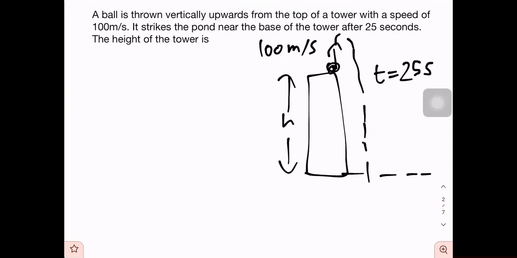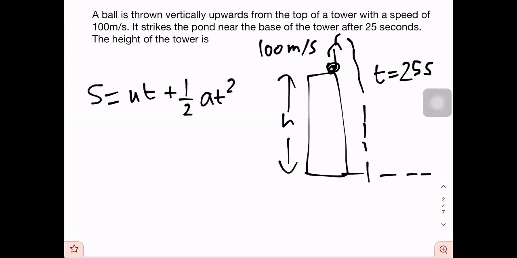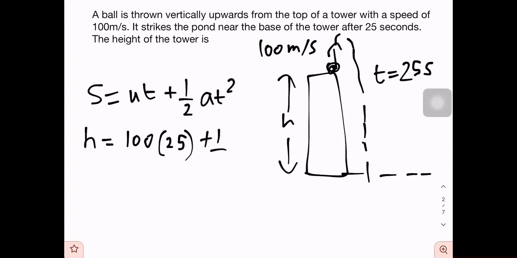And I think this is just a formula-based question, so we can apply the formula S equals ut plus half at squared. This is an equation of motion. And S is just h, that's the height. u is 100 meters per second, that's the initial velocity. t is 25, since that's the time taken, plus 1/2.